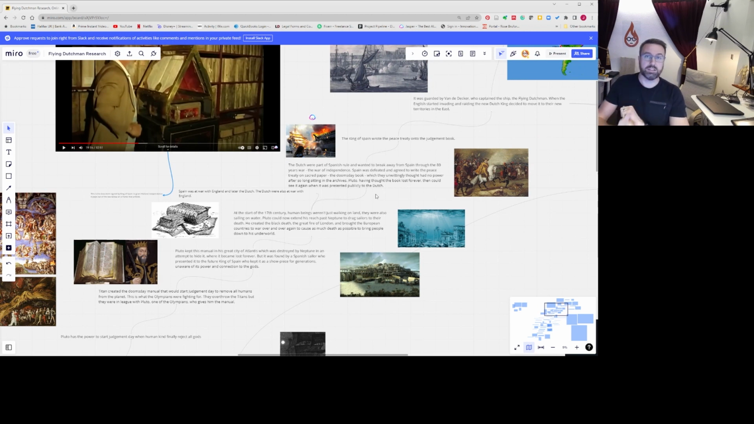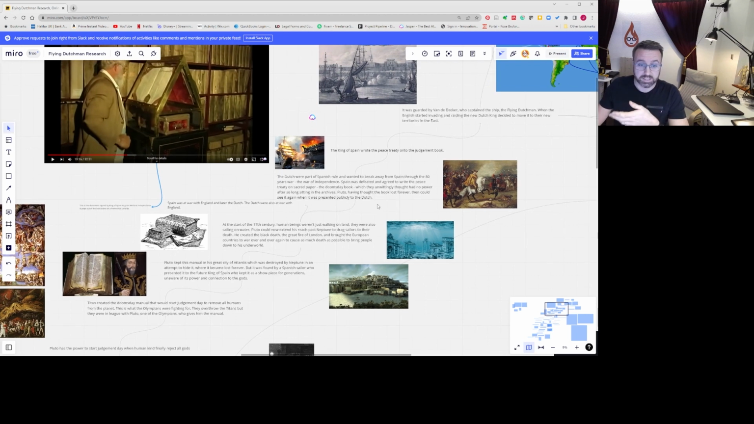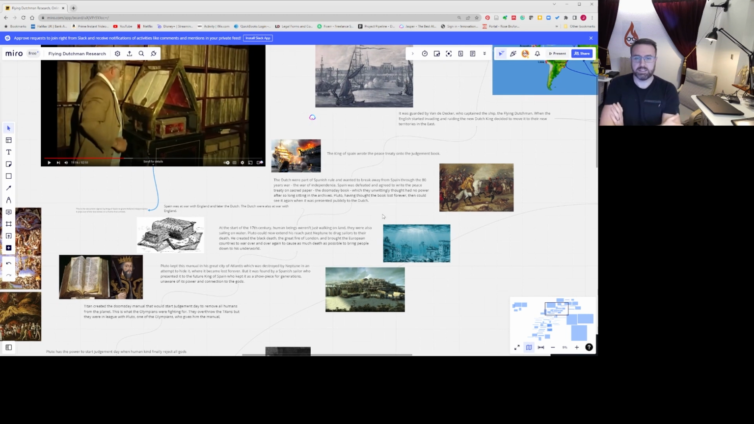But Titan, the moon, was discovered by Huygens, who is a Dutch scientist. So this is where I'm trying to connect together lots of different things from history and mythology. Spain was defeated by the Dutch in the Spanish War of Independence. So this allowed Holland to have independence.